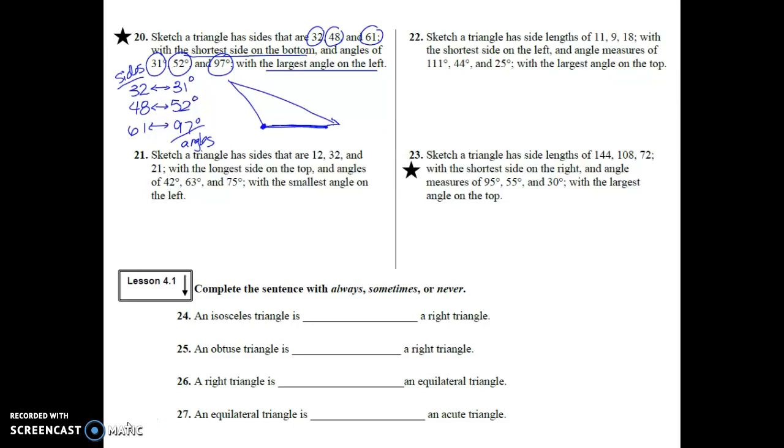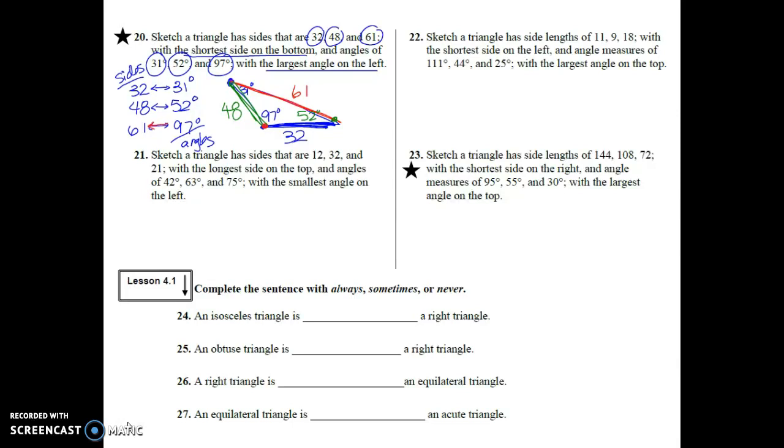Finishing out our triangle. And then we just fill in our numbers. Shortest side on the bottom, that would be the 32. And I know opposite the 32 up here has to be 31 degrees. The largest angle is on the left, so 97 degrees goes here. And opposite that 97 degrees is the longest side, 61. And then the other angle, the 52 degrees, has to go with this side of 48. Noticing that the angles go in the corners and the side lengths go on the lines.